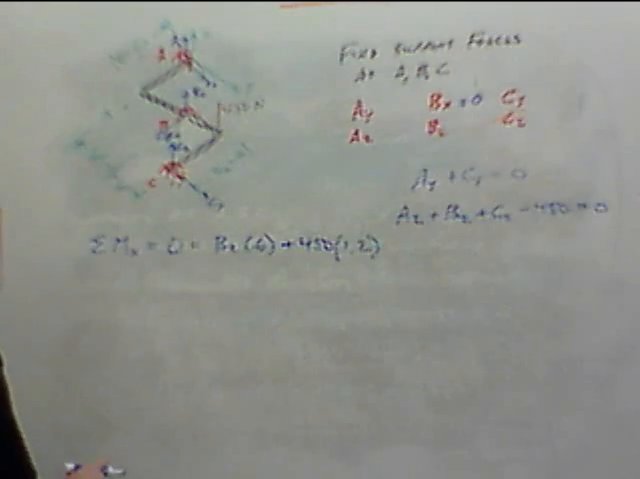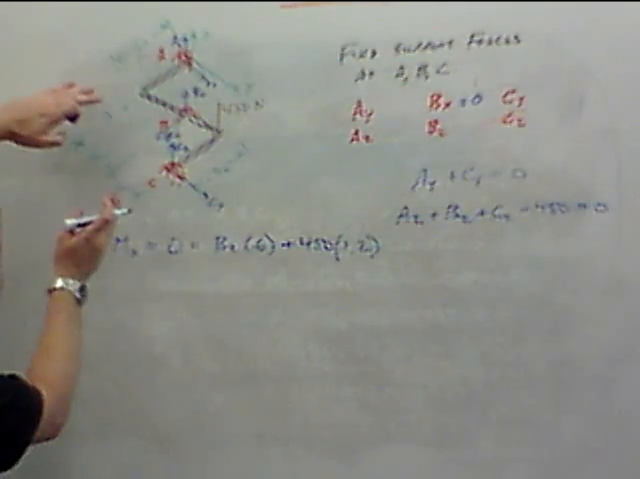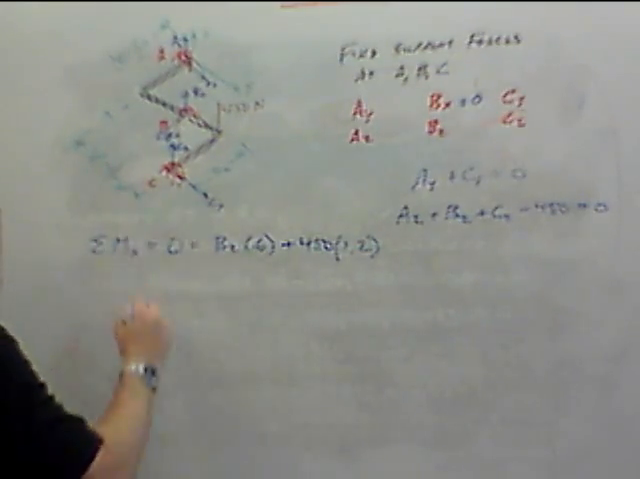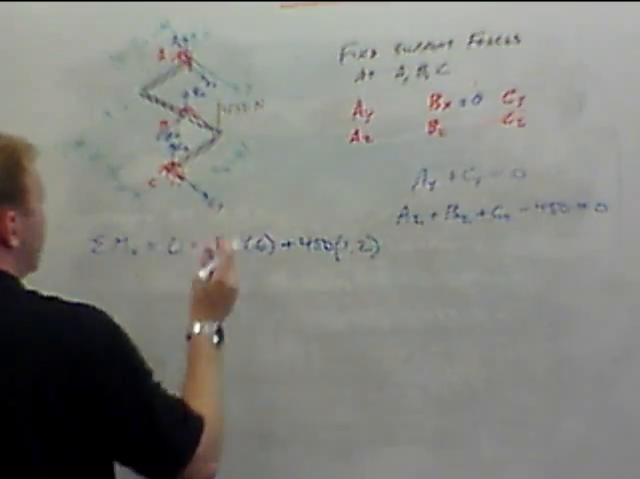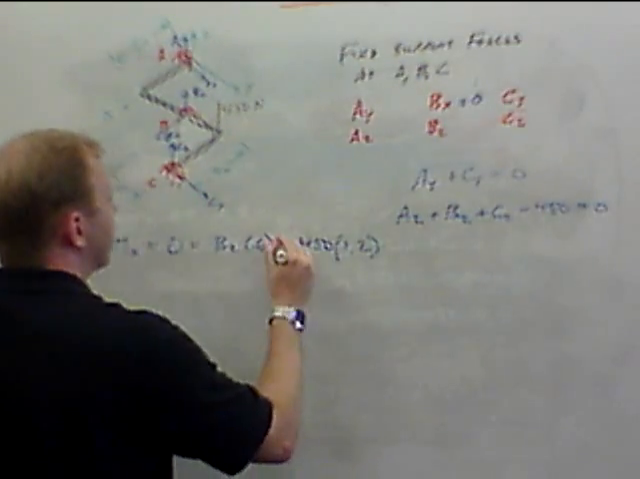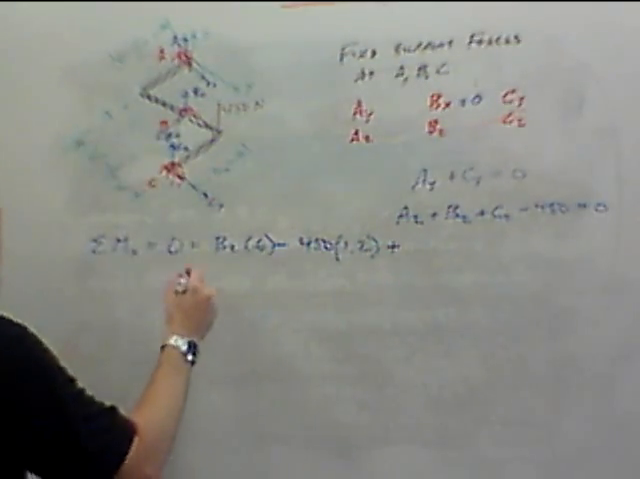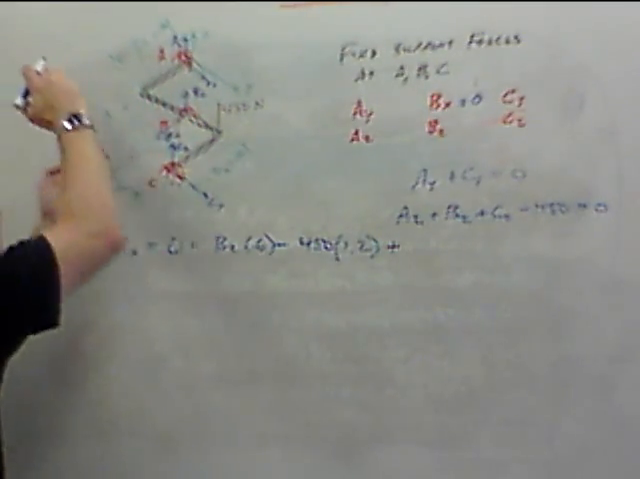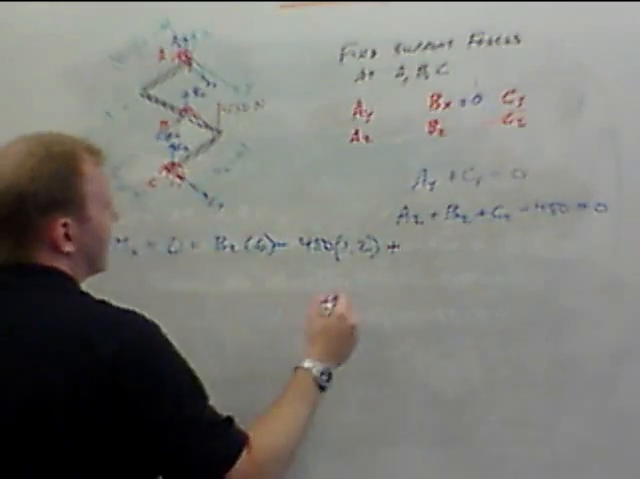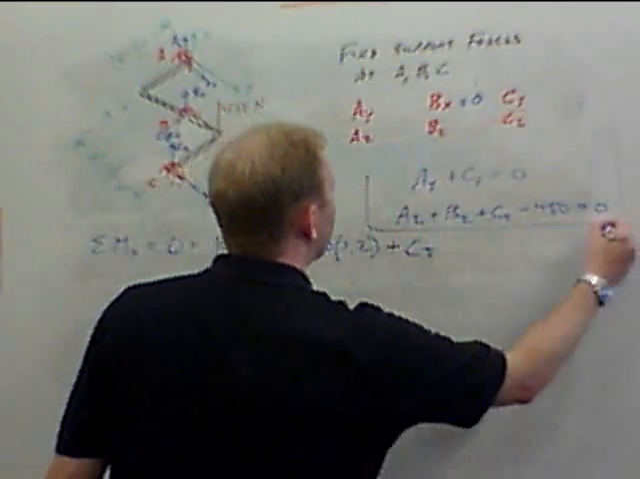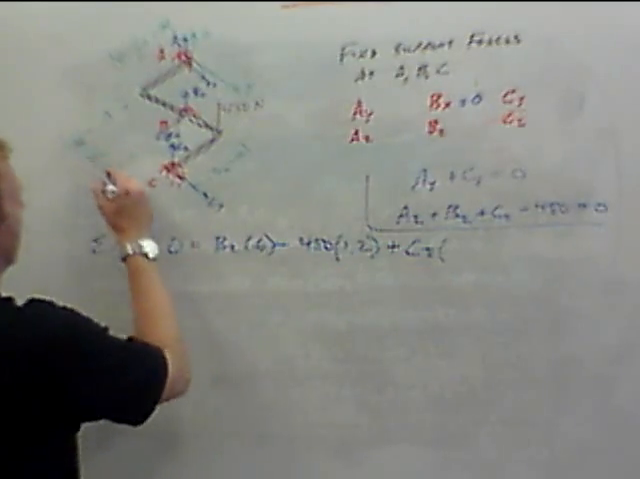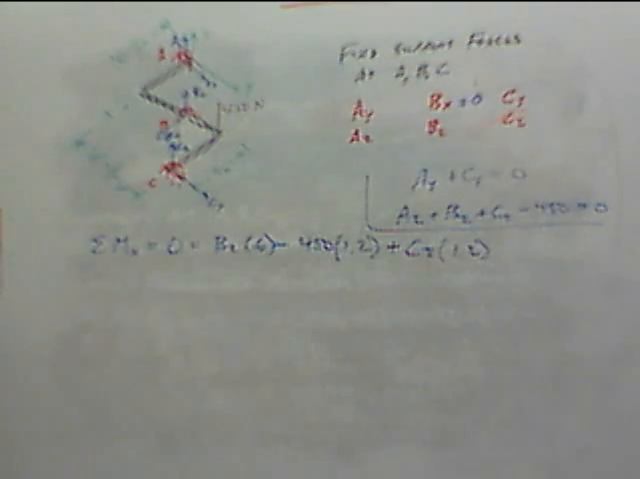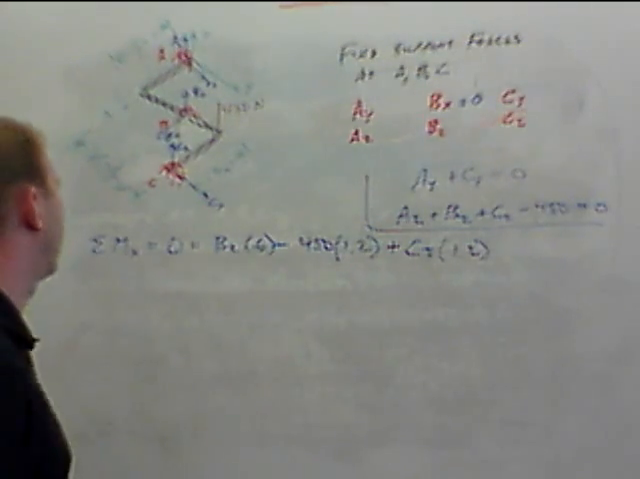Cz is the other one that causes moment about the x. We have this beam that goes this way, causes rotation this way about the x. So we have a minus. Again, that's counterclockwise, so that's plus. This is minus. Plus. Again, Bz counterclockwise, the 450 clockwise, Cz counterclockwise. So that's plus Cz times, again, 0.6 plus 0.6 is 1.2. So in this equation we have two unknowns.